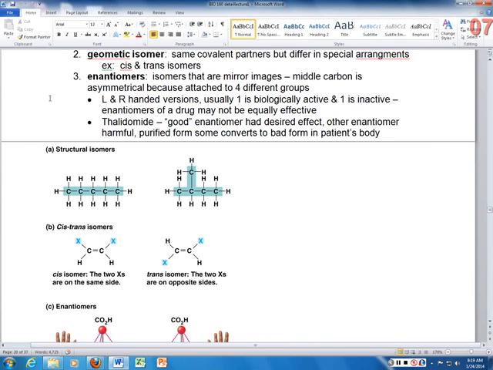So does that make sense? It's a right-handedness and a left-handedness. You're not going to need to look at something and decide is it right-handed or left-handed. Just know that it can occur either way.